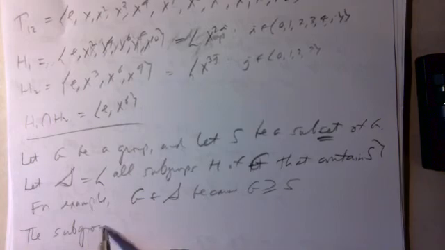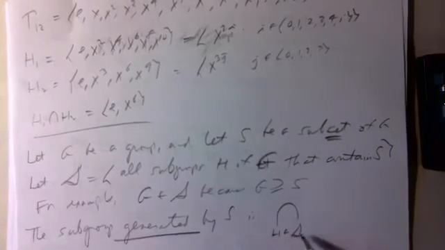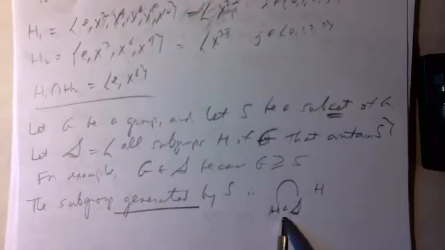What we call the subgroup of G generated by S. It's the smallest subgroup of G that contains S. And this is just the intersection for all H in script S of the subgroups. So we proved that the intersection of any set of subgroups is a subgroup.